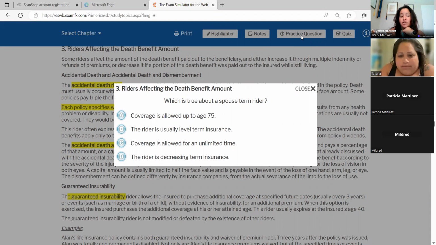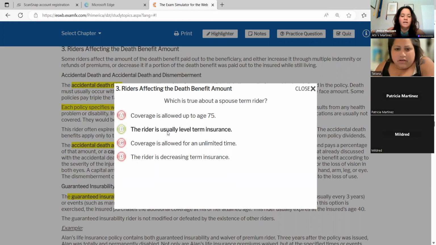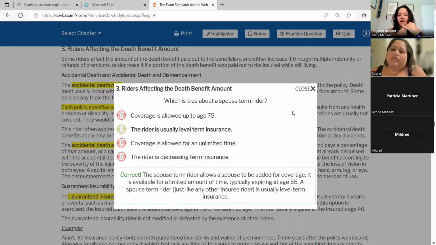What is true about a spouse term rider? A, coverage is allowed up to age 75. B, the rider is usually level term insurance. C, coverage is allowed for an unlimited time. D, the rider is decreasing term insurance. Spouse term. It's 65, not 75, so A is out of the question, and it's not unlimited time, so A and C are out. So B. That says B, and it is B. So all like child rider, spouse rider, those are all level term.